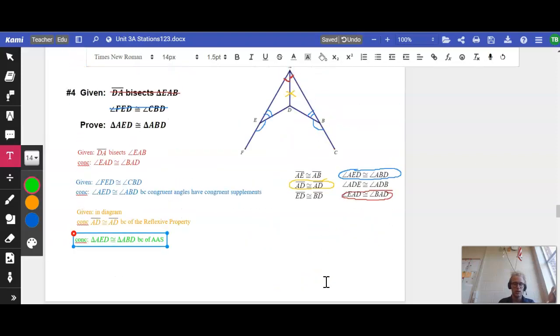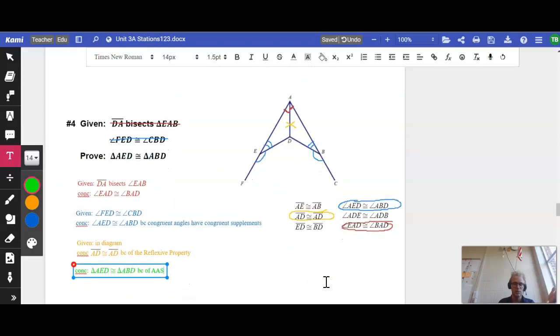That is all of the level 1 proofs. Just proving triangles congruent. The next thing, you do that, and then you say that the parts are congruent. That's level 2. See you in the next video.